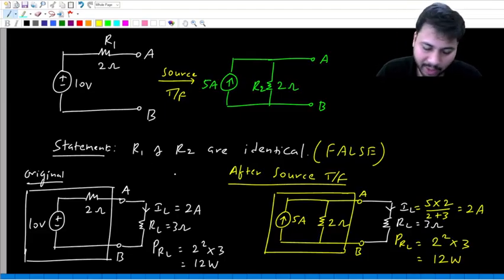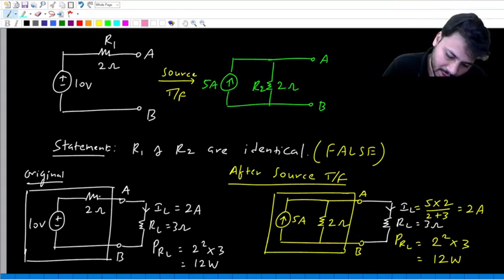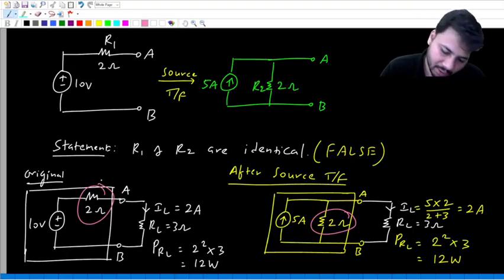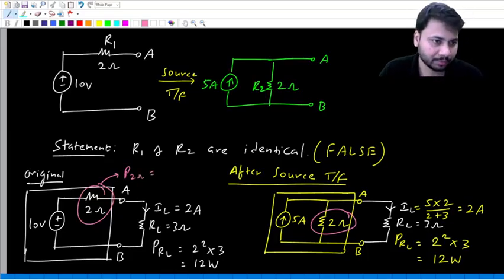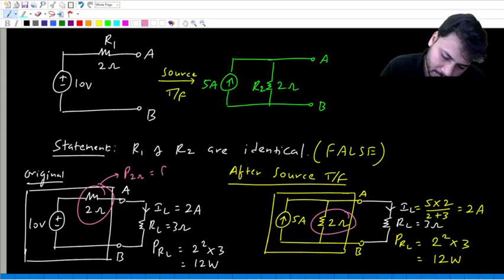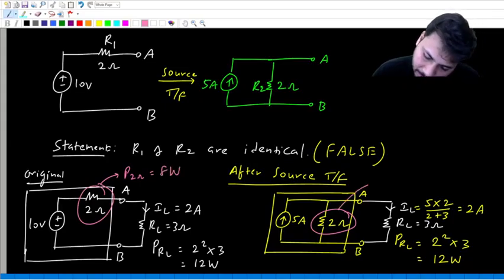But our statement is: R1 and R2 are identical. That means my question is, this 2 ohm, is it the same as this 2 ohm? What is the power absorbed by this 2 ohm resistor? Tell me. What is the current through this 2 ohm resistor? 2 amps. 2 square into 2, which is 8 watts.